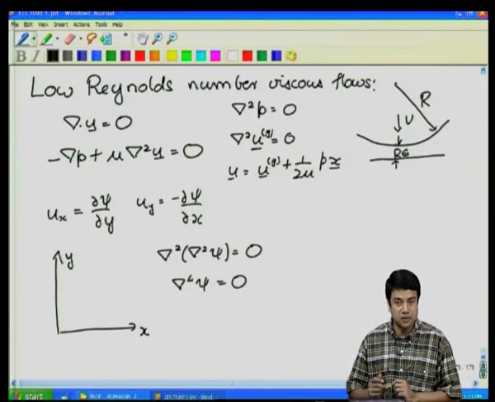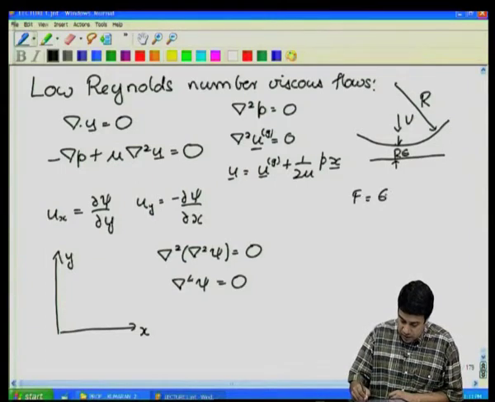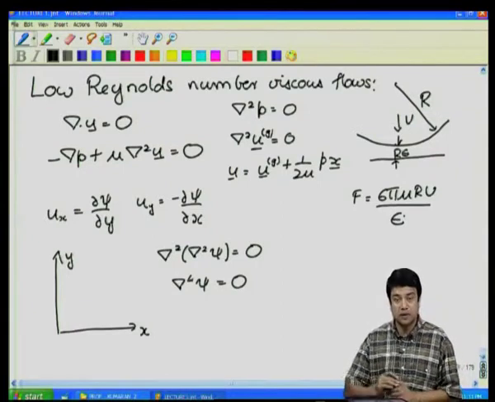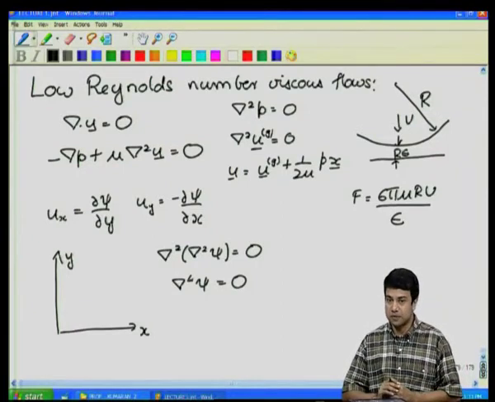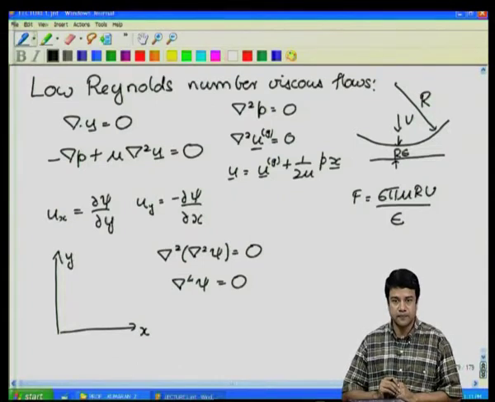From that you find out what is the force acting on this object, and it turns out to be 6 pi mu r u by epsilon. So, the force increases proportional to 1 over epsilon as the distance between the two surfaces becomes smaller and smaller. So, this in summary is what we have done so far in Stokes' flow.